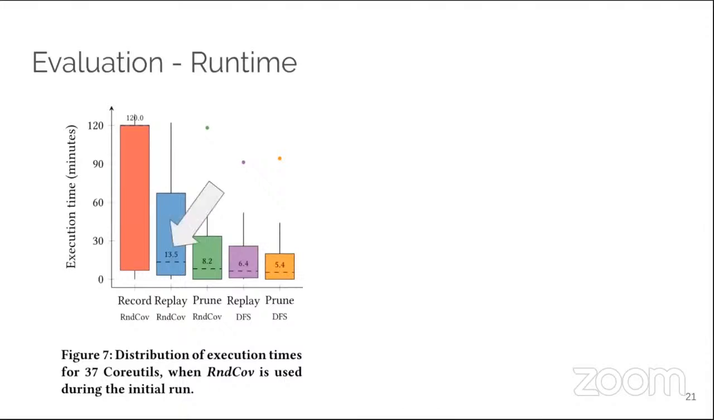As you can see, when we replay the execution with the same strategy, the median execution time decreases to 13.5 minutes. And with enabled path pruning even to 8.2 minutes. Using the more lightweight DFS strategy reduces the median execution times further to 6.4 and 5.4 minutes respectively.